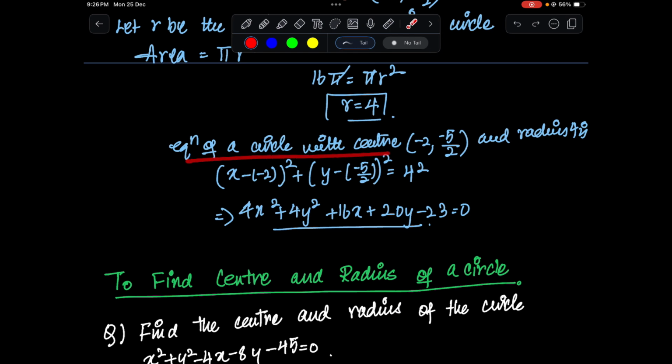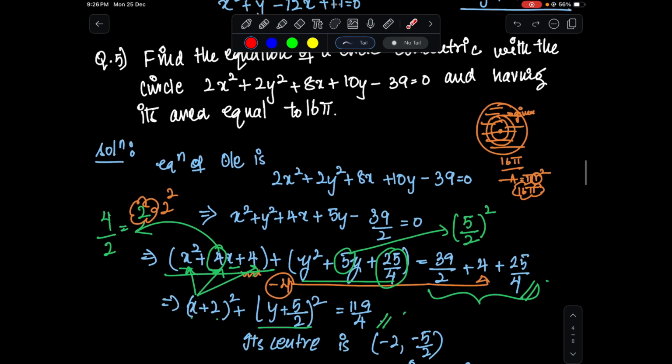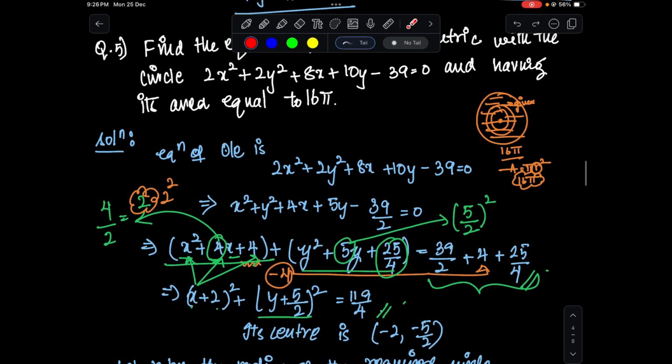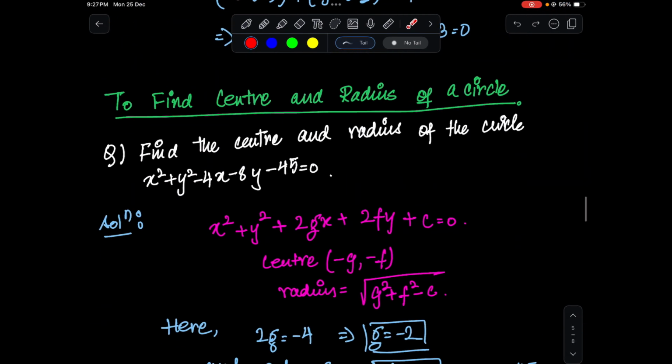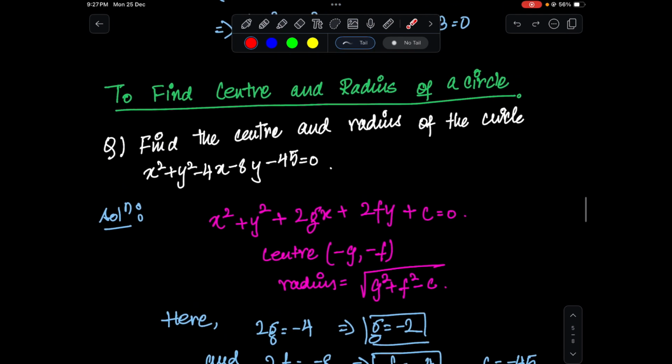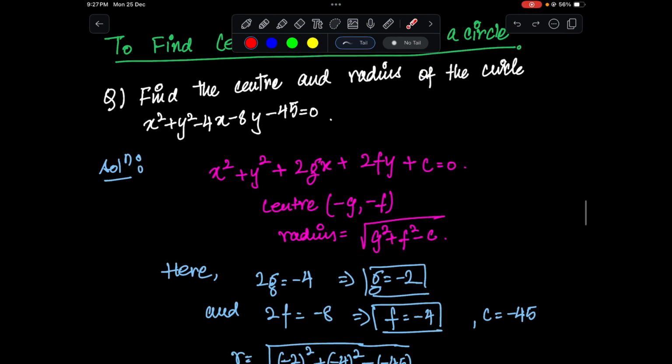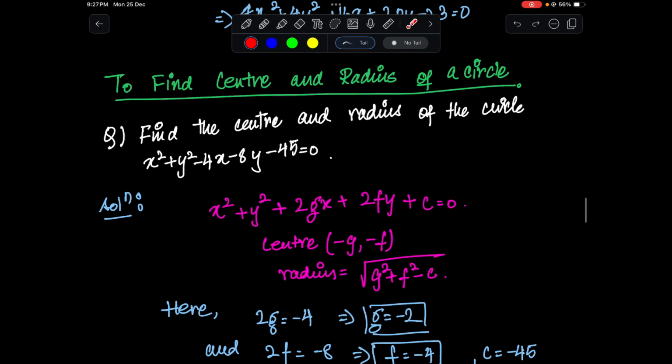So the equation of the circle with this center and radius 4 is this. So we got an equation of a circle whose center is minus 2 comma minus 5 by 2, whose radius is 4, which is concentric with the given equation of the circle, and also the area is 16 pi. So this is a very interesting problem, I would say.